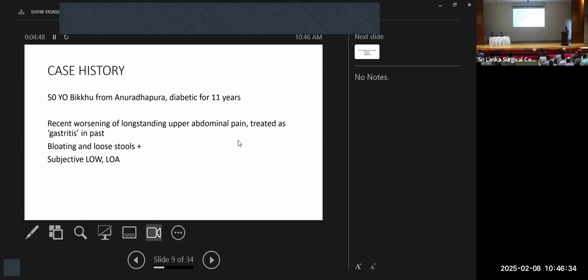Then also to look for causes, alcohol, just like acute pancreatitis. Then to look for complications. Now he already has diabetes, features of exocrine failure, endocrine failure.